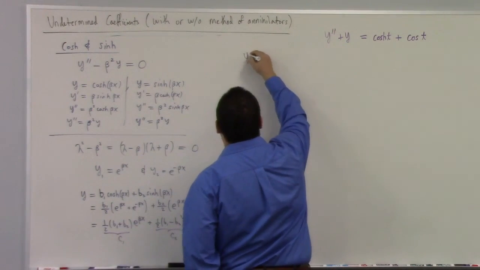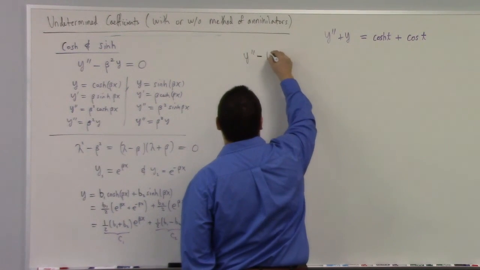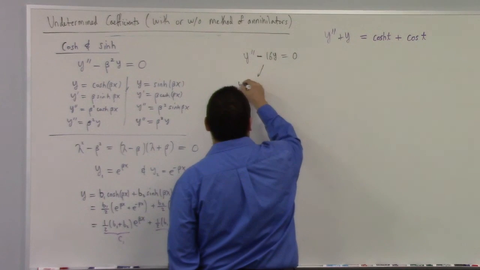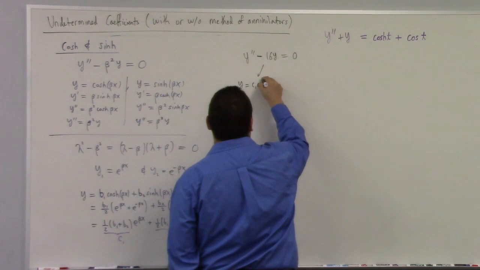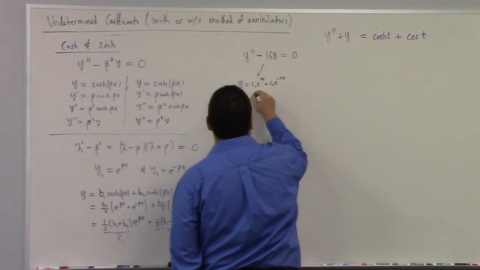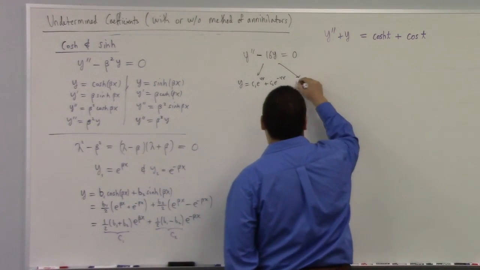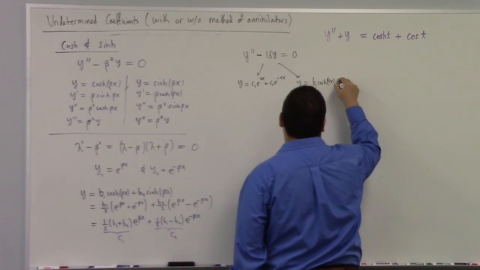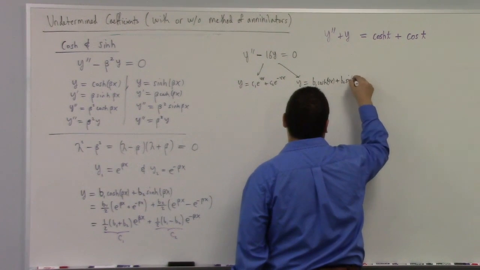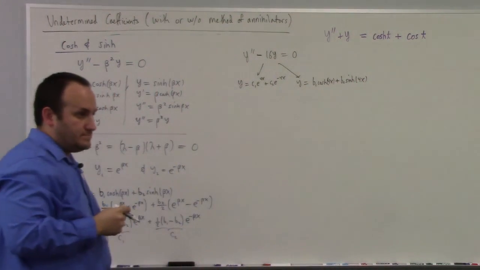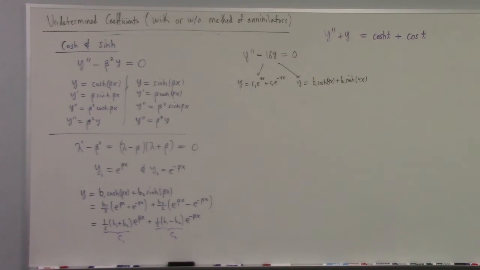So for example, 5y prime prime minus 16y equals 0, I can either go y is equal to c1 e to the 4x plus c2 e to the minus 4x, or I can do y is equal to b1 cosh 4x plus b2 sinh 4x. All right? So I want us to have this option.